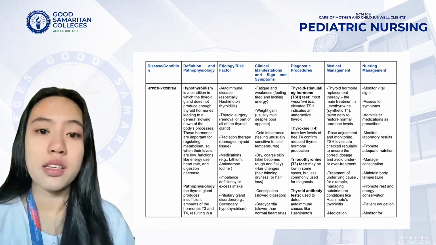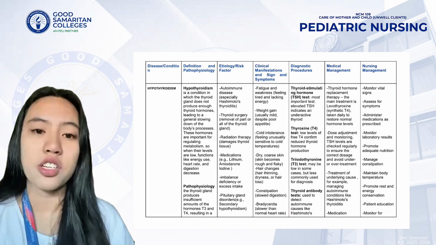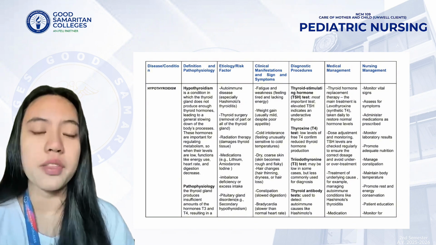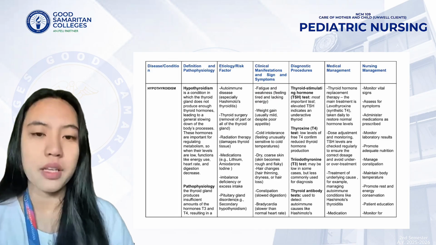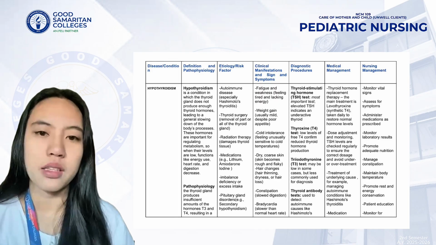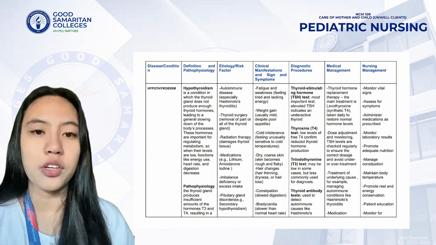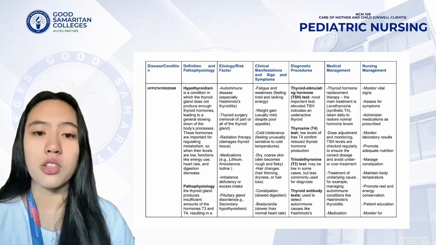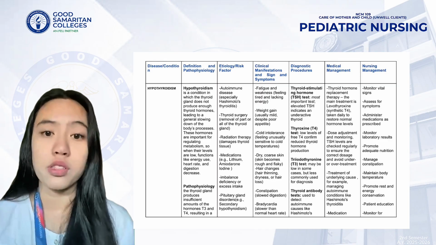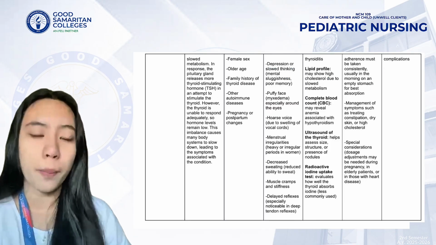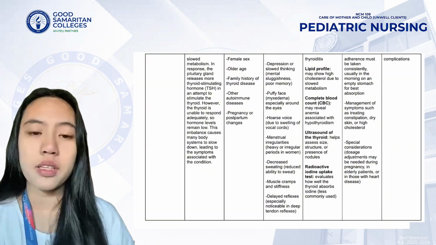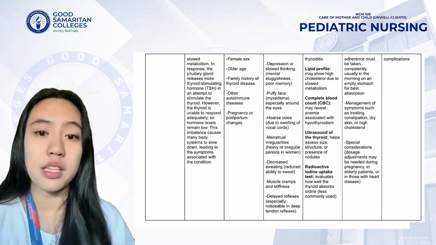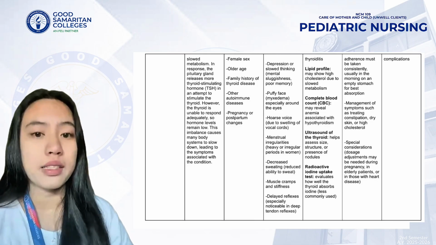Now for the disease diagnostic procedure or tests. First, we have the TSH test, where high TSH means the body is trying to stimulate a weak thyroid. T4 test, low T4 confirms low hormone production. T3 test, sometimes low but it's less reliable. Thyroid antibody test, so it detects autoimmune causes like Hashimoto's thyroiditis. Lipid profile, it may show high cholesterol due to slow metabolism. CBC, it can show anemia, low or high red blood cells.